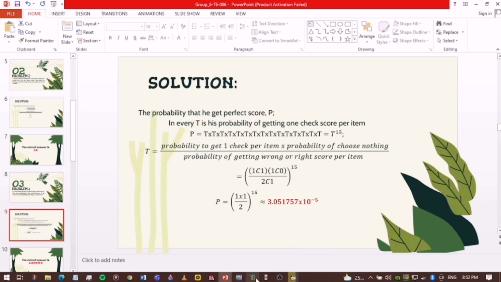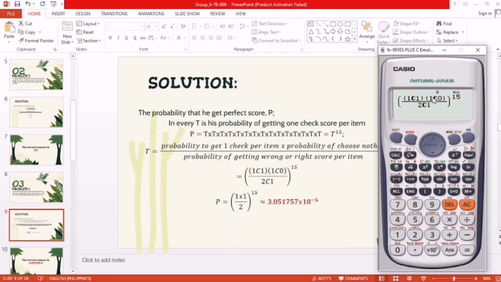So this is the formula, and we get the answer in fraction and decimal form.